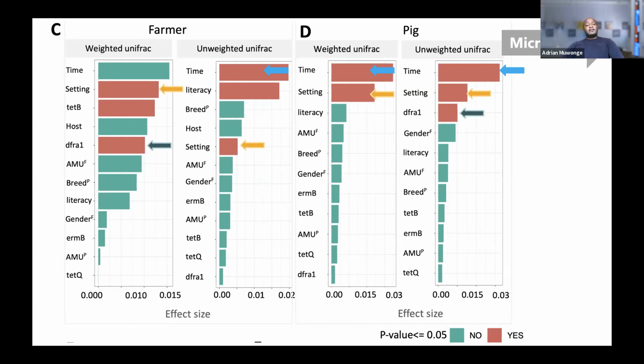specifically DFRA, also explains the amount of variation in the structure. And for humans specifically, TET B. And these are sort of indications of likely how the antibiotics are used between farmer and pig. So basically, the factors that affect the structure of resistance in the farmer and their pig are really not any different.